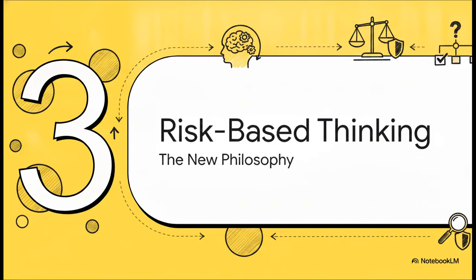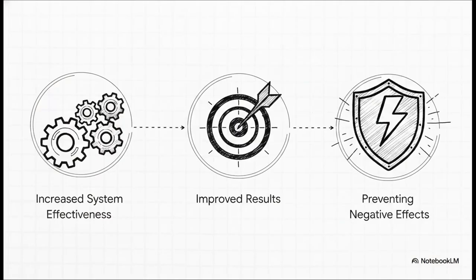Which brings us to Section 3, Embracing Risk-Based Thinking, the New Philosophy. The introduction to the 2017 edition brings in what is arguably the most important change in the entire standard, the requirement for laboratories to plan and implement actions to address both risks and opportunities. But what does that actually look like in reality? Well, the standard explicitly lists 3 massive benefits. First, increasing management system effectiveness.